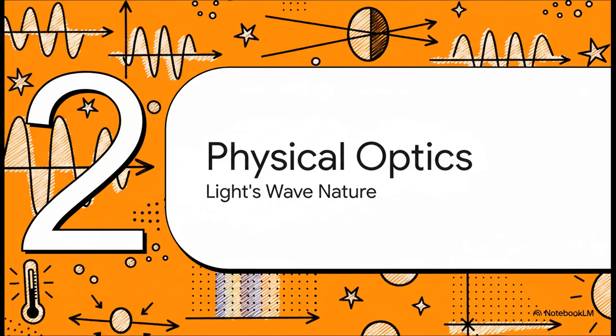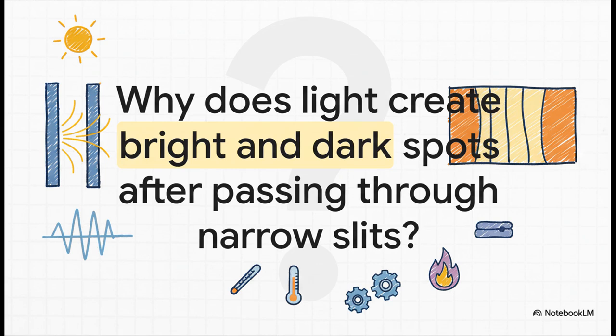Okay, let's switch gears to physical optics. We're basically taking everything we just talked about with waves and applying it all to light. This is the big mystery of this topic. I mean, think about how weird this is. You shine a simple laser through a tiny opening, and instead of just getting one spot on the wall, you get this wild pattern of bright and dark stripes. What on earth is causing that?